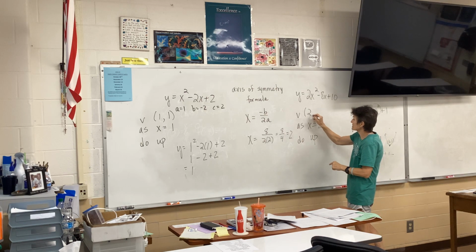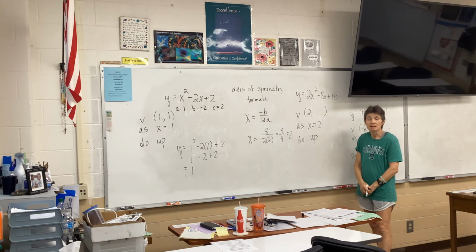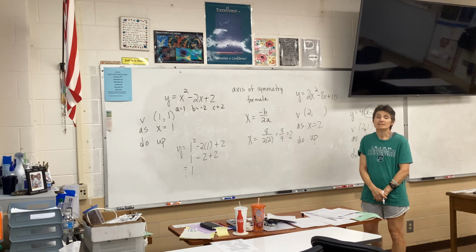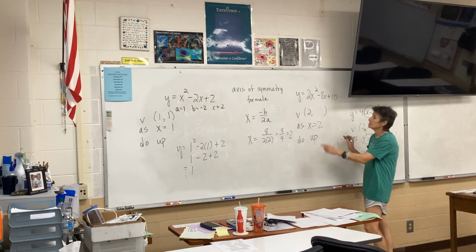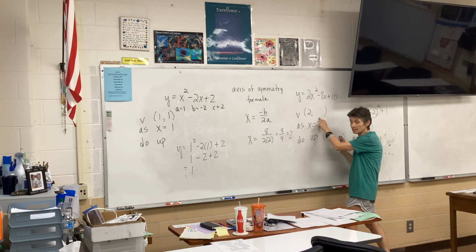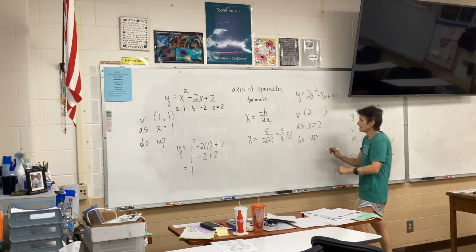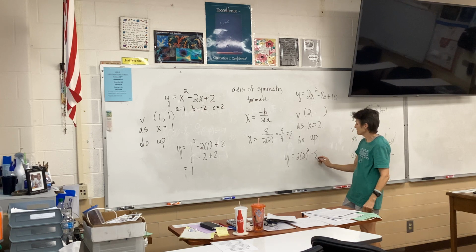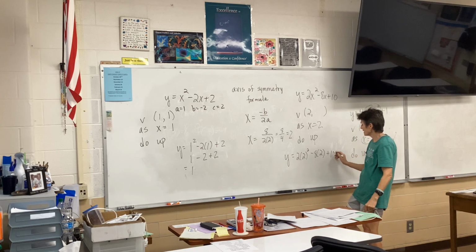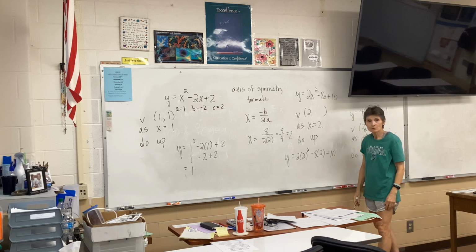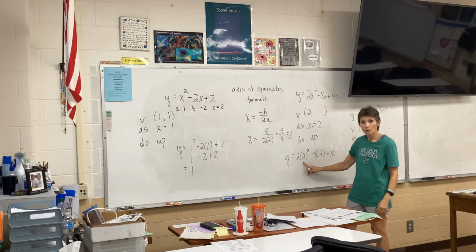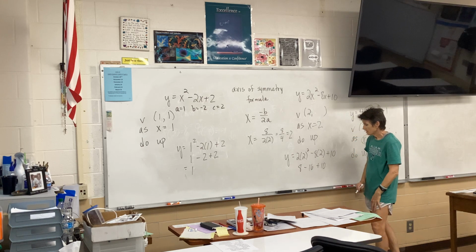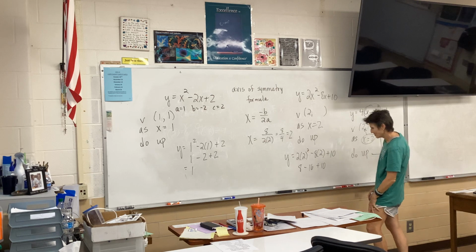The vertex is 2 comma something then, because the x-coordinate of the vertex is the same as the axis of symmetry. To find the y of the vertex, we're going to take our x and put it in. So y equals 2 times 2 squared minus 8 times 2 plus 10. Now, if you got to use a calculator, use a calculator. This is 2 times 4, which is 8, minus 16 plus 10. So that is, oh my gosh, is that 2?